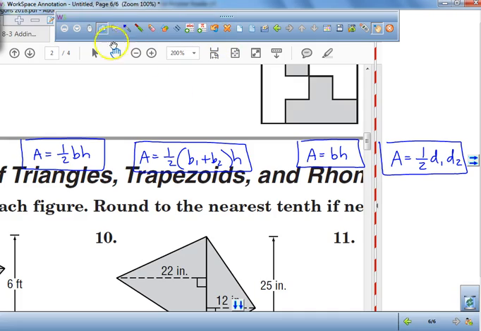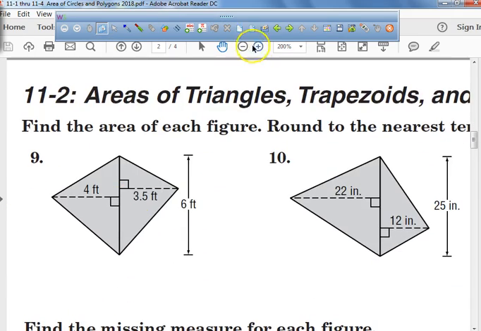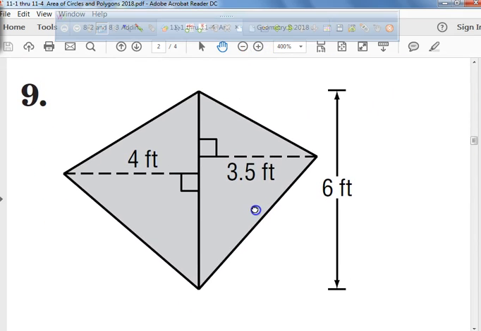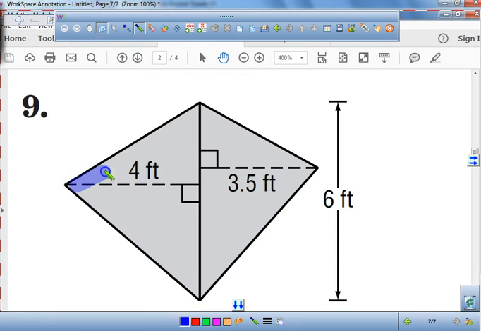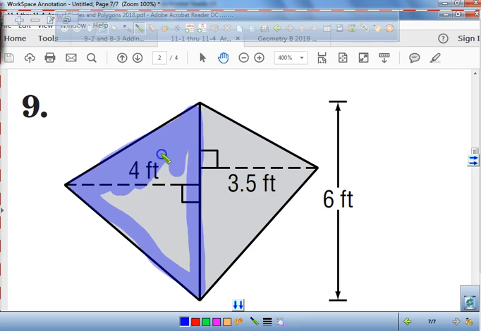All right, so now we're going to go over here and look at problem number 9. Now, I want you guys to focus on a couple of things right here. Problem number 9, I want you to think of it as two triangles stuck together. I apologize for my poor coloring ability. Sorry, my kindergarten teacher would be very upset with me. But we have two triangles kind of fused together.